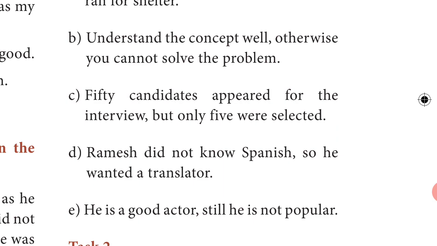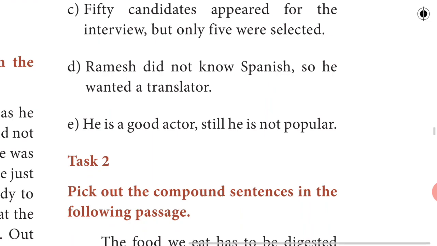Okay, Ramesh did not know Spanish, so he wanted a translator. So Ramesh did not know Spanish is the main clause. He wanted a translator is the main clause. So is the conjunction. So he is a good actor, still he is not popular. So he is a good actor is one main clause. He is not popular is another main clause. So still is the conjunction.